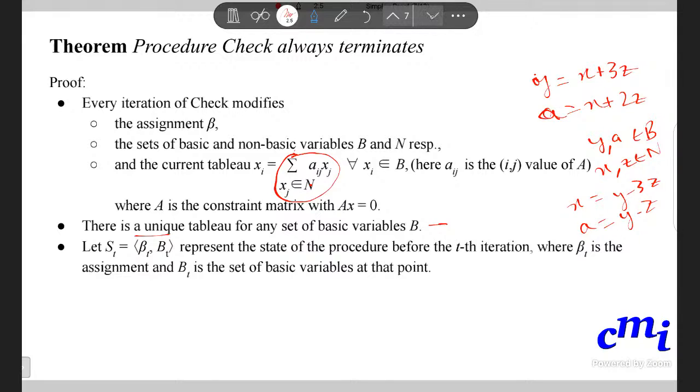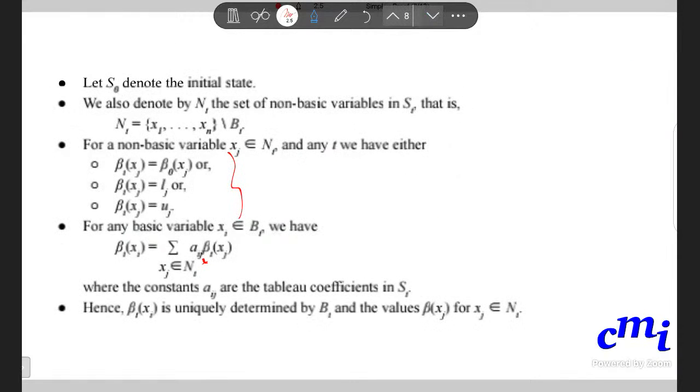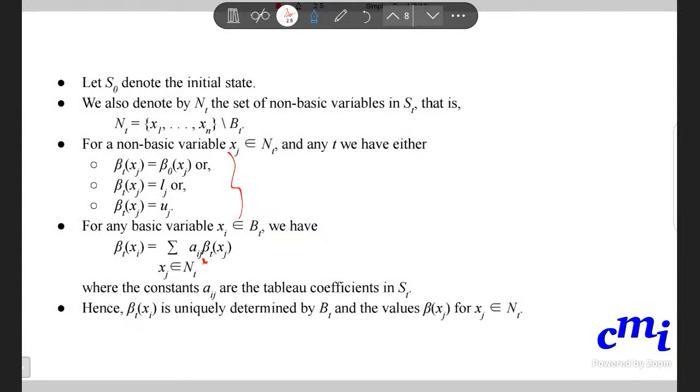And what Ameya observed was that the different possible BTs are finite. Why? Because the number of possible basic sets is also finite, for every set of basic variables, which are a subset.